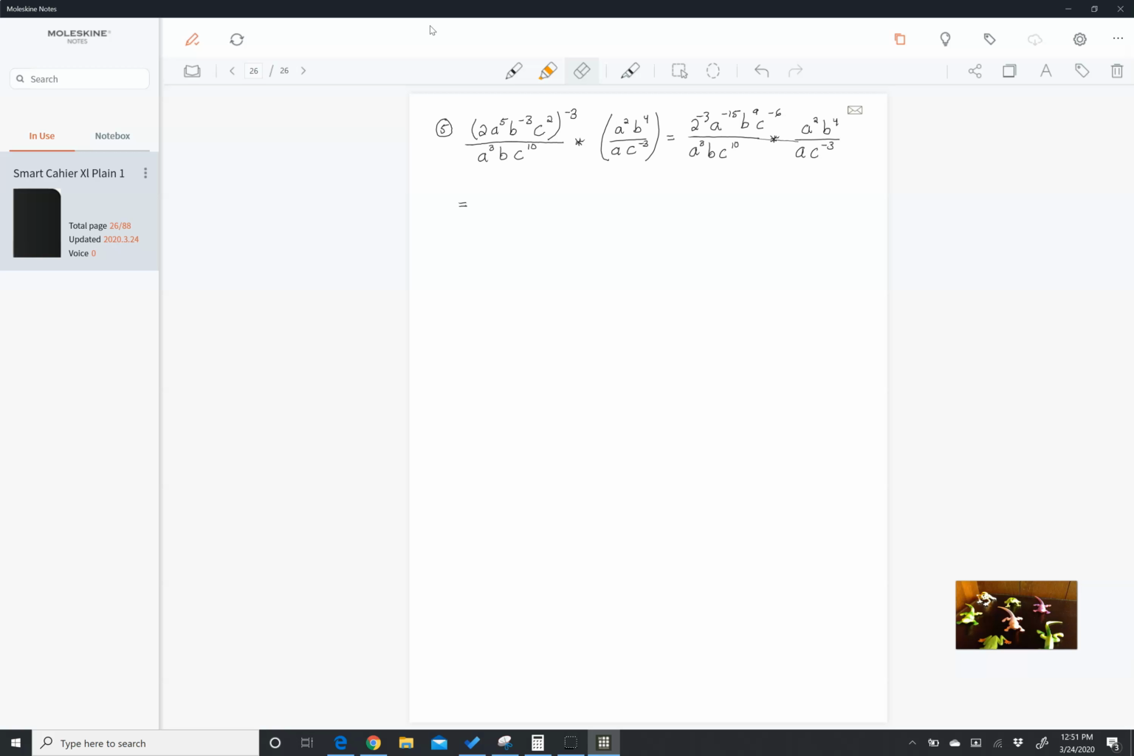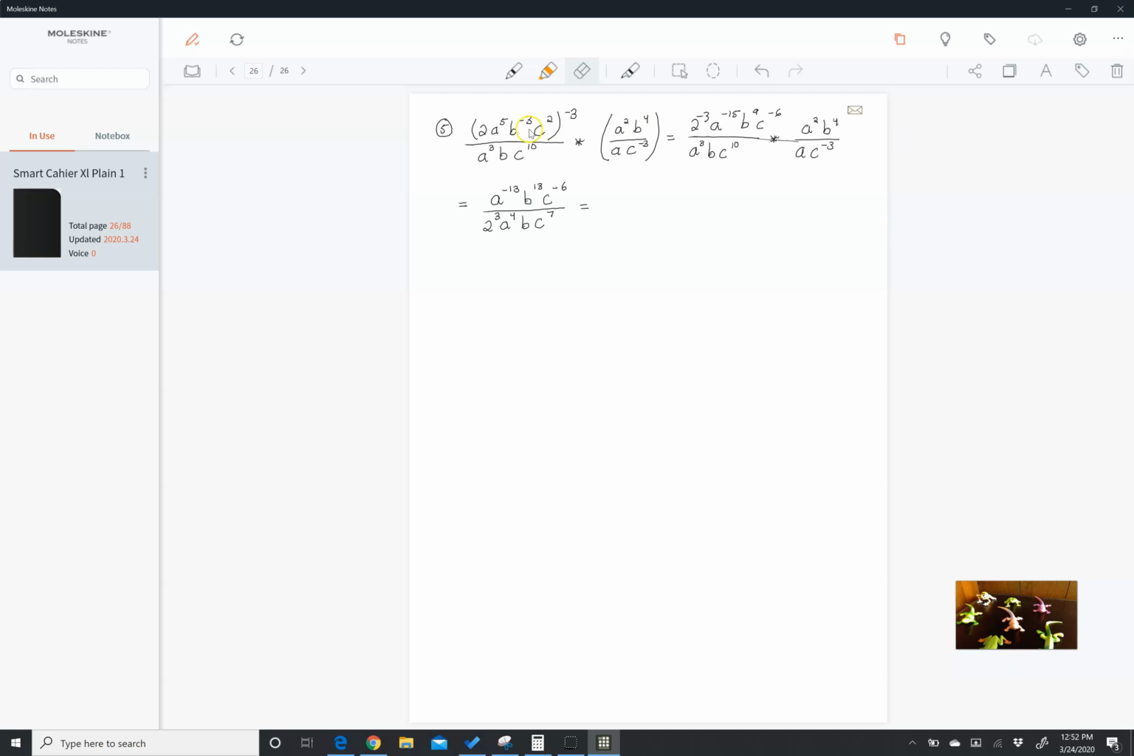So we're going to move the 2 to the negative 3 to the bottom, and that'll make it positive. And we're going to do two things at once. We're going to move the 2 to the negative 3 to the bottom, and we're going to combine horizontally. So negative 15 and 2 is negative 13. 9 and 4 is positive 13. And there's only one c. Then we have this 2 to the third. a to the third and a to the first gives us a to the fourth. Then we have b. And 10 and negative 3 is 7.